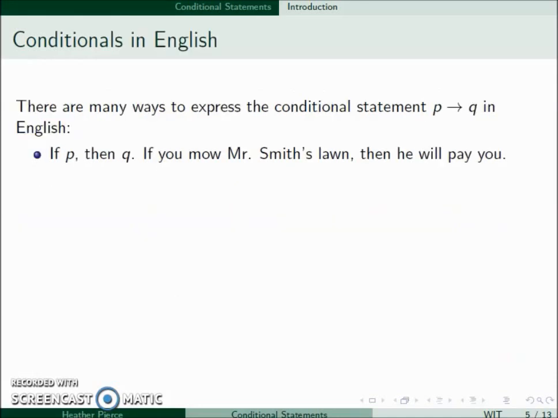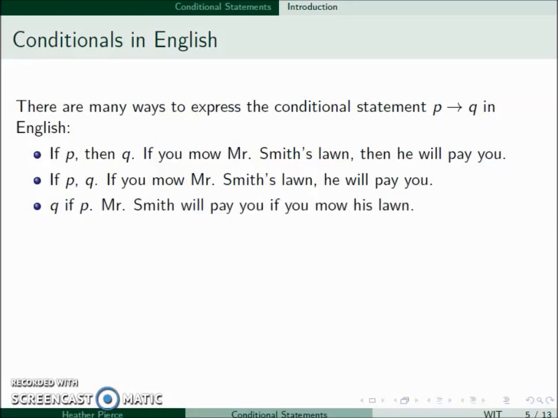When we discuss "if P then Q" in English, there are a few different ways to say that. The first one is if P then Q: if you mow Mr. Smith's lawn, then he will pay you. Another way to say this: if P, Q. If you mow Mr. Smith's lawn, he will pay you. We can also say Q if P: Mr. Smith will pay you if you mow his lawn.